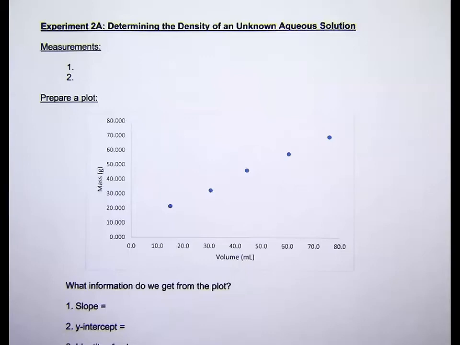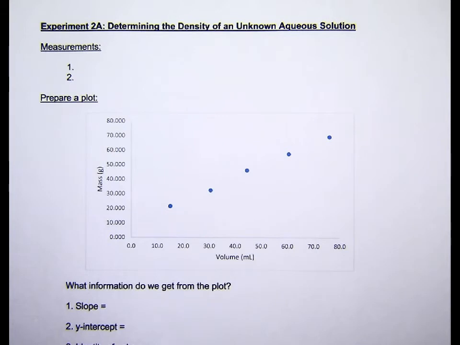Hello everyone. Now we're going to be talking about experiment 2A, in which we are going to graphically determine the density of an unknown solution. So in experiment 1, you were able to find the density by measuring the mass and volume of a certain object. But now what we're going to do is compare the mass and volume ratios to determine the density, but we're going to use Excel for this purpose.